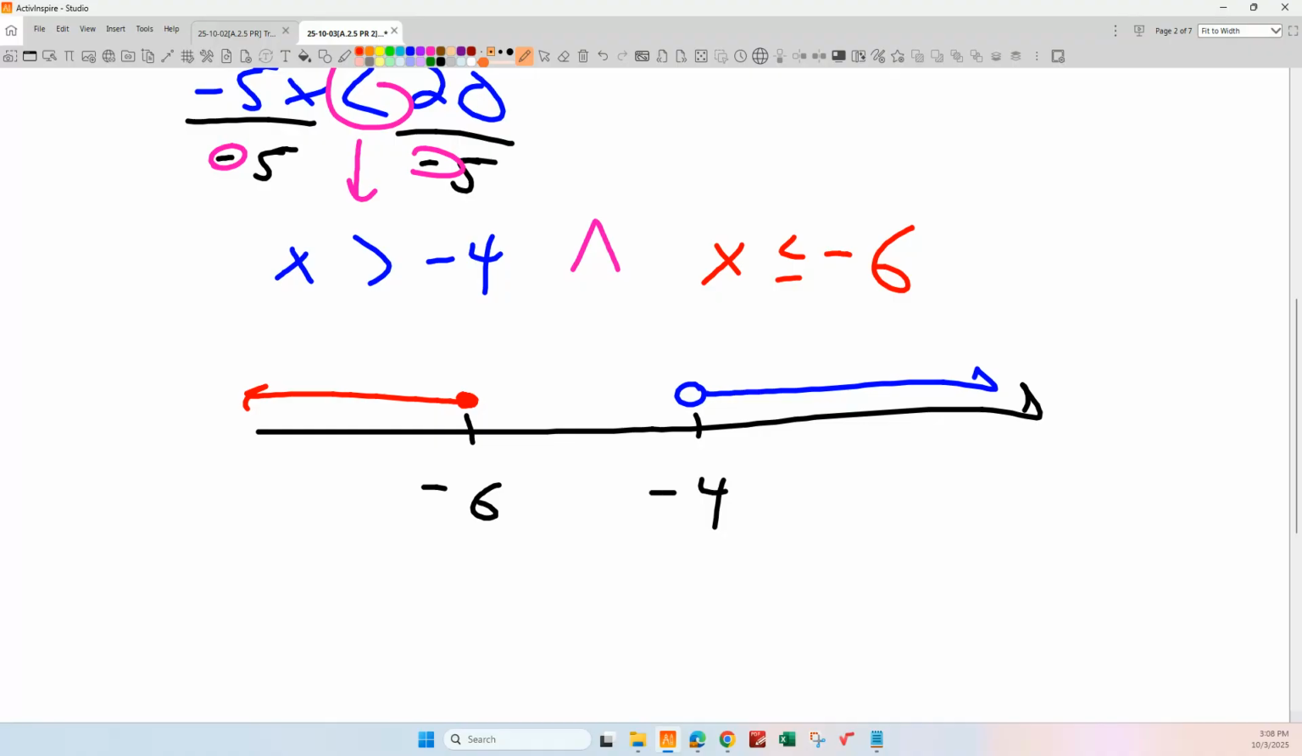Where they overlap or intersect, right? Well, where do they intersect? Where? Nowhere, right? Anybody see that? There's no place where an ant could walk on the number line and be in both the red and the blue regions at the same time. It's impossible. So what's my answer?